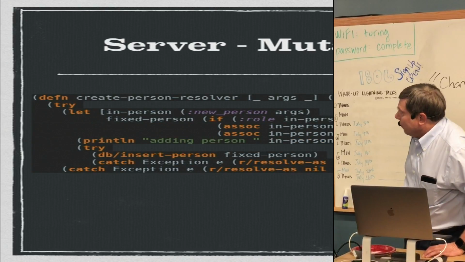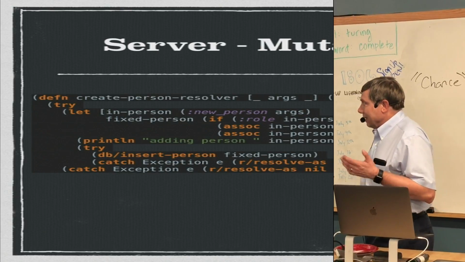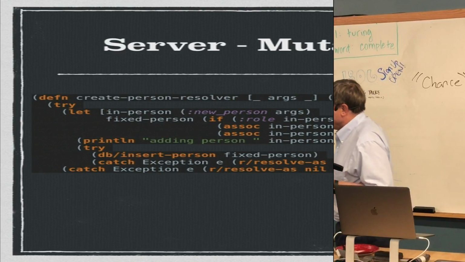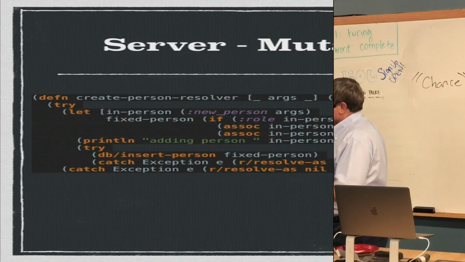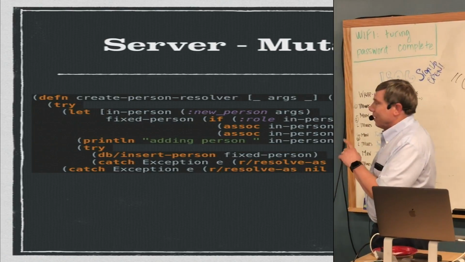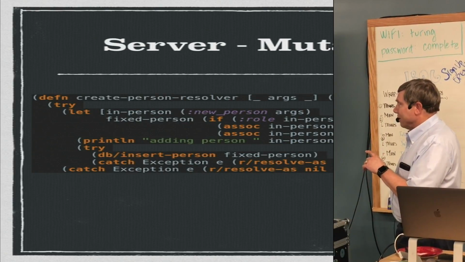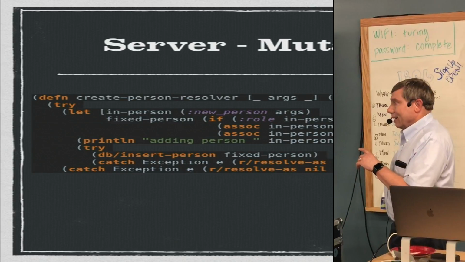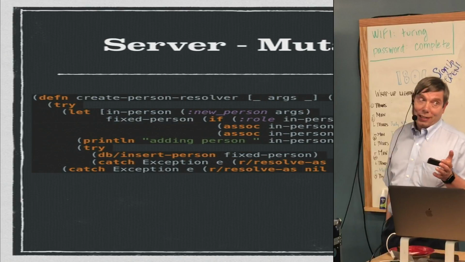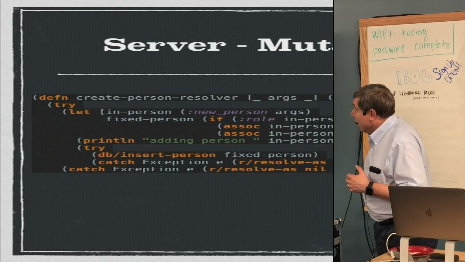And I have a mutation resolver. It's essentially the same thing as the query resolver, except that I have to update the database. In this case, it does an insert. I make sure that if somehow role wasn't specified, even though it should be, it becomes client, which is the thing that's not going to hurt you, right? If you make somebody accidentally an administrator, that's a problem. If you make somebody accidentally a client, probably not a problem. Then I print "adding person," and I insert it in the database.